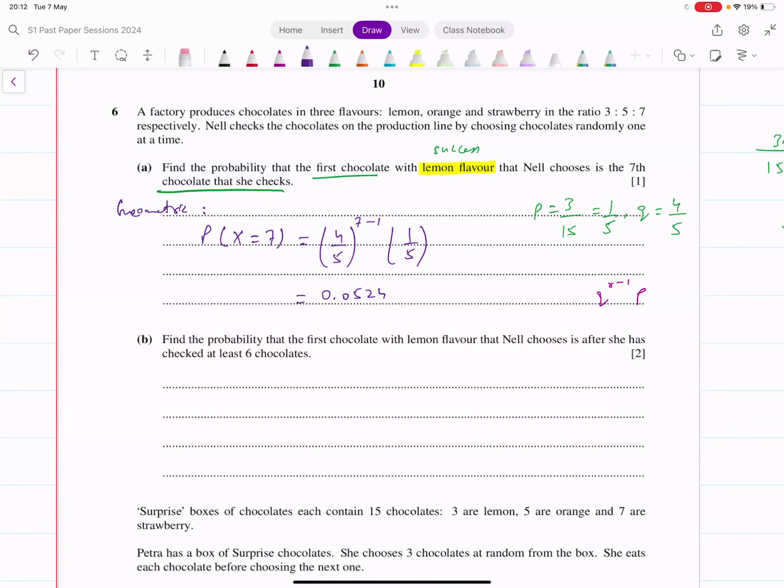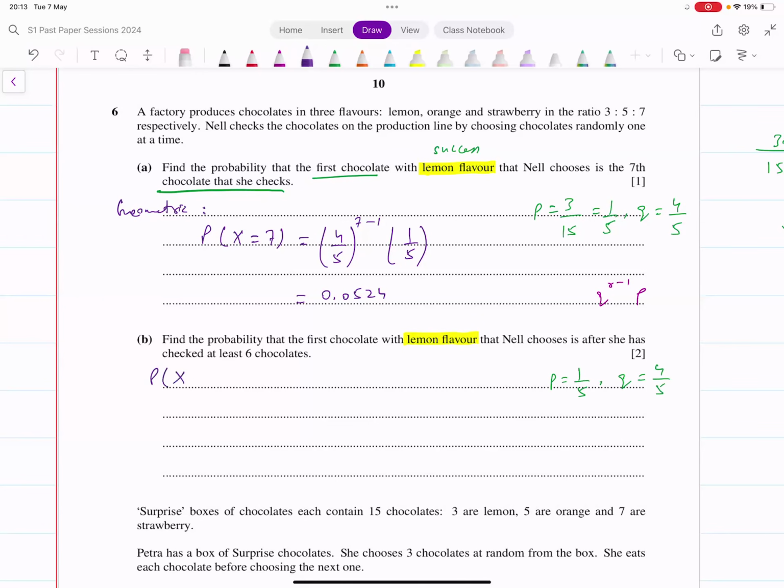Now it says find the probability that the first chocolate with lemon flavor that he chooses is after she has checked at least 6 chocolates. First success comes, and the criteria for success is still the same: getting a chocolate with lemon flavor. So the probability of success is still 1 over 5, and the probability of failure is still 4 over 5. What's the probability that the first success comes after she has checked at least 6 chocolates?